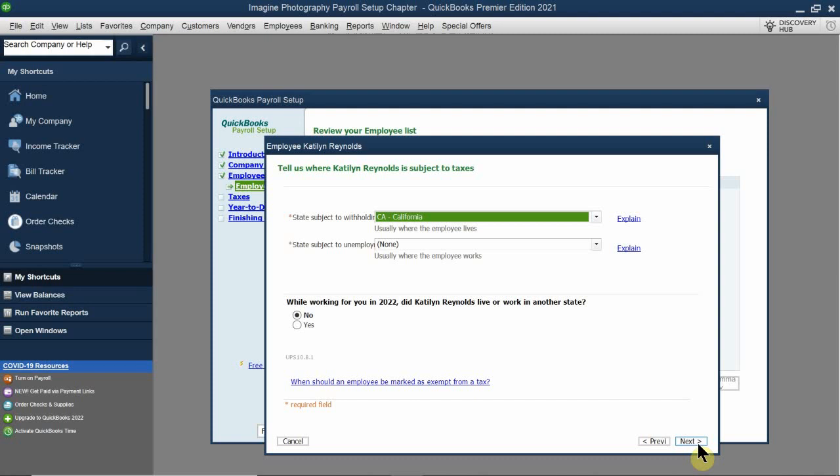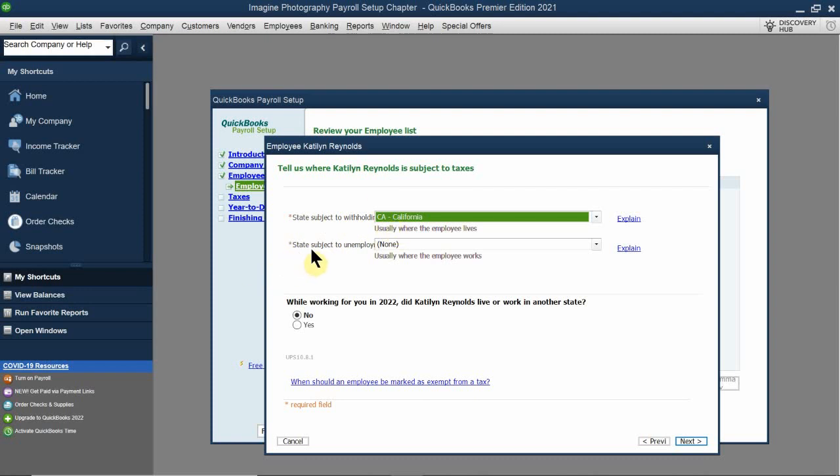All right, next is going to be withholdings, okay? Which state is she going to be withheld for? California, right? Because I put in her address was in Danville, California. So it automatically pulled this information for me, saying, okay, that means for her state, she's going to be subject to California tax. Okay?